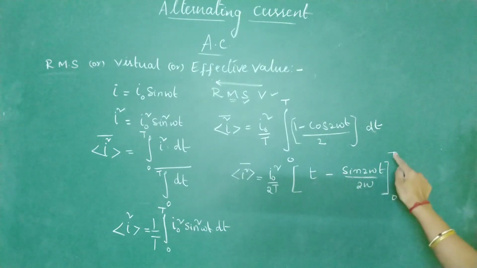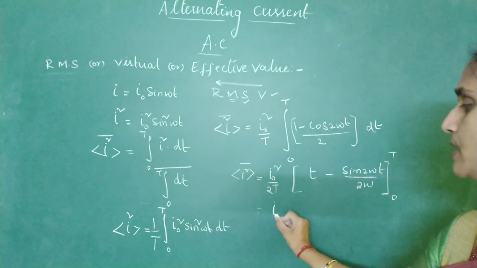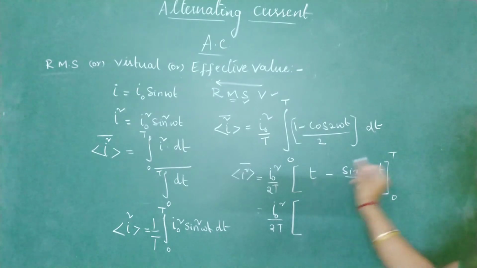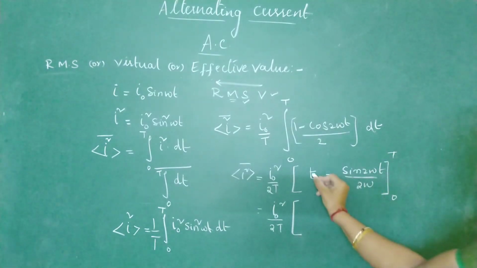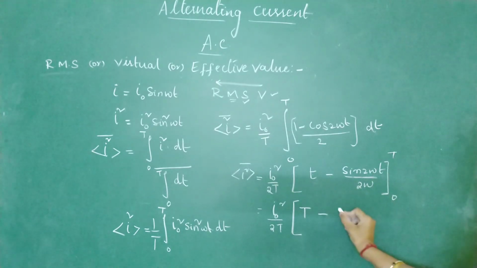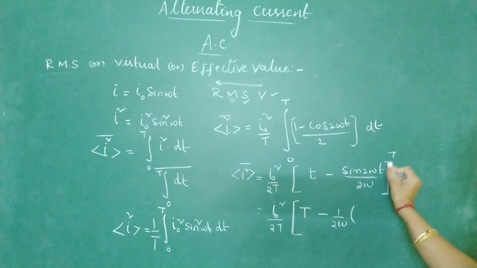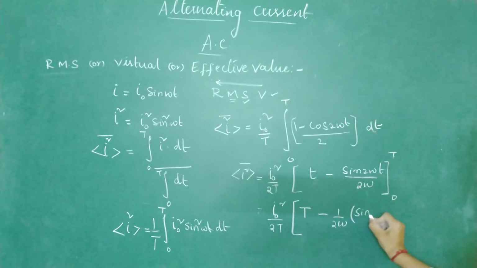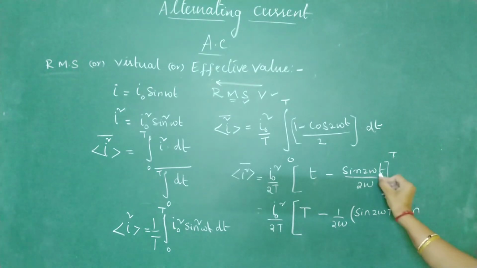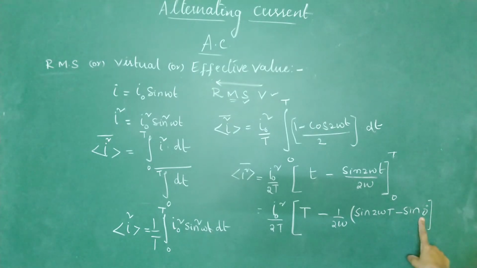Now put the limits in the place of small t, capital T. Upper limit minus lower limit. Okay, upper limit is capital T, lower limit is 0, anyway this will become capital T. Minus. Now upper limit, 1 by 2 omega I will write outside. In the place of small t I am writing capital T: sine 2 omega capital T minus sine, in the place of t 0, sine 0. Anyway sine 0 is 0.